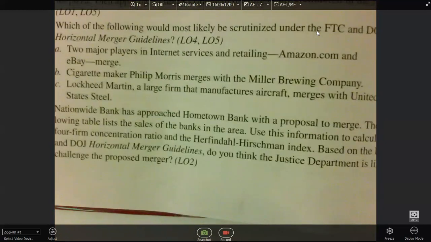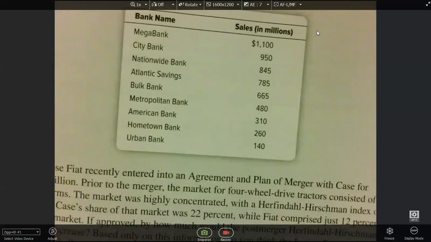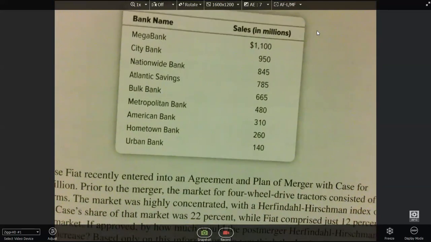So let's get at it. So first of all, the table. We did a similar one, a very similar one, but we didn't do the one with banks specifically. So here's the table, right?